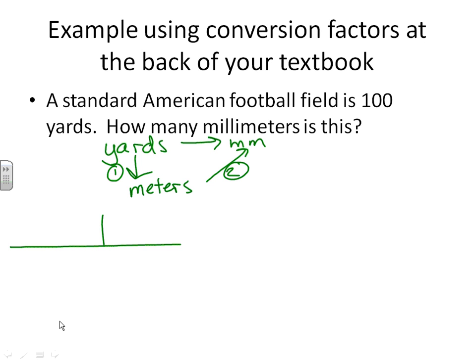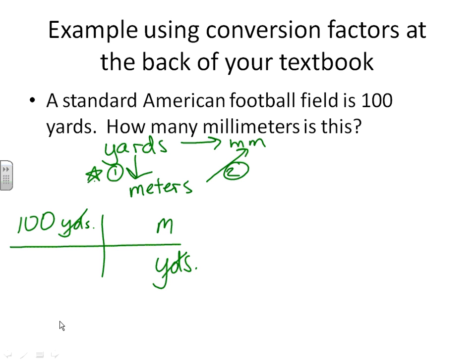Now we're going to go in with our dimensional analysis with our T-chart. Take the number the problem gives you, 100 yards, and put it in the top left corner. We want that unit to cancel, so we're going to put yards on the bottom right, because if it's on the top and on the bottom, it goes away. Now, we want to turn yards into meters, so meters is going to go on the top.